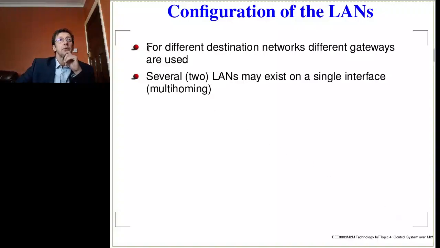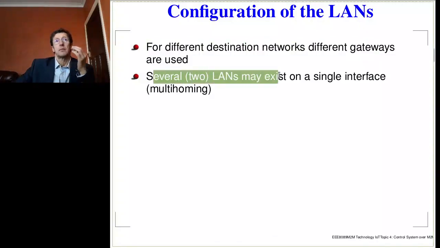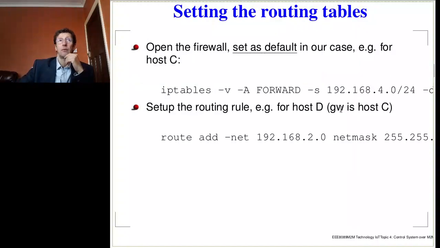That's what I was talking about. For different destination networks, different gateways are used, and this is a part of your coursework to think of that and basically enumerate all combinations from where to where you're sending packets, and make sure that you figured out which device to configure as a router and what commands to issue. And several, in this case 2 LANs, may exist on a single interface. Multi-homing is what I mentioned before. And these are the instructions which you are going to issue.